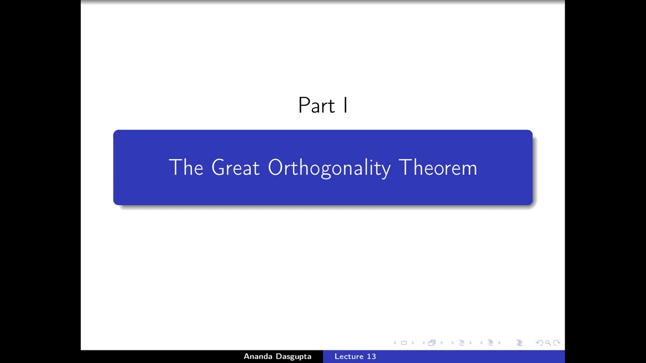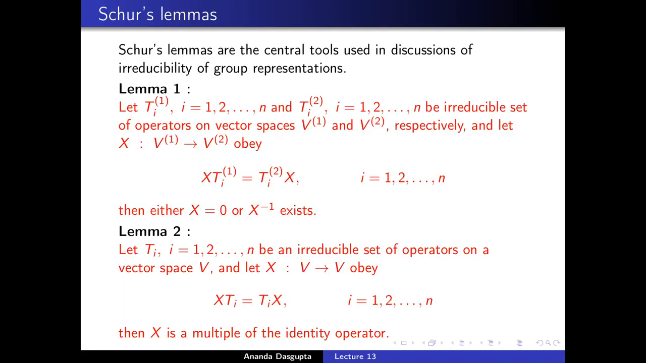As you should be able to recall from the last lecture, Schur's lemmas are actually two lemmas. They are both central tools used in the discussion of irreducibility or reducibility of group representations. Lemma 1 has as a setting two vector spaces V1 and V2, and you have two irreducible sets of operators T_i^1 and T_i^2, where i runs from 1, 2 all the way up to n for both sets. In addition, you have an operator X which maps V1 to V2 and which obeys X T_i^1 equals T_i^2 X. That is, X intertwines between these two irreducible sets of operators. Then, what lemma 1 says is, X must either be the null map or it must be invertible. Nothing in between is allowed.